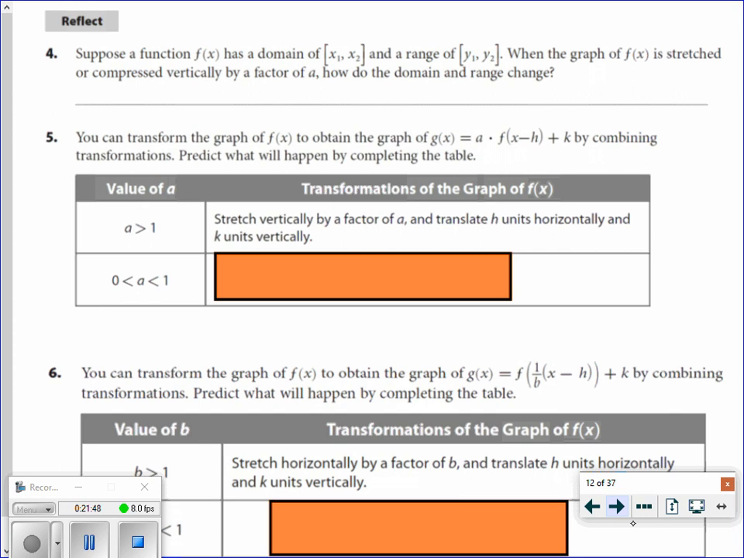All right, so we're back. So what's going to happen is the domain doesn't change, right? If you're stretching it up and down, you're not moving the x's. The x's stay the same. You're just stretching it up and down. All right, so the range is actually going to become 2y1, sorry, we didn't say it was 2, it's just a. It's going to be a y1, a y2.